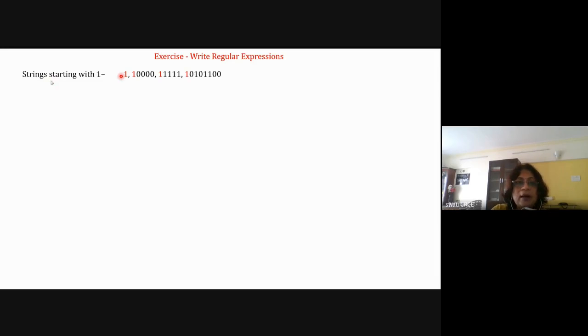Okay. So I'm just writing here the valid strings. The minimum length string is 1. The string is starting with 1. So with 1 it may go to the final state. Or with 1, then any number of zeros it will go to the final state. 1, any number of ones it will go to the final state. 1, any combination of zeros and ones it will reach the final state. So can anyone write down in the chat what will be the regular expression for strings starting with 1?